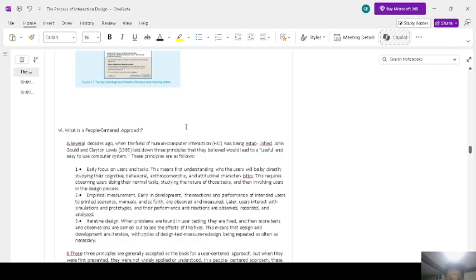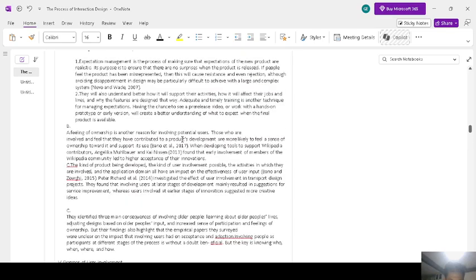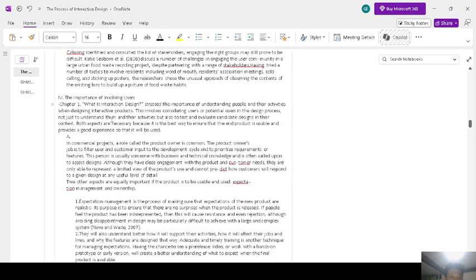So let's continue with the importance of involving users. In chapter one, what is interaction design? Stress the importance of understanding people and their activities when designing interactive products. This involves considering users or potential users in the design process, not just to understand them and their activities, but also to test and evaluate candidate designs in their context.